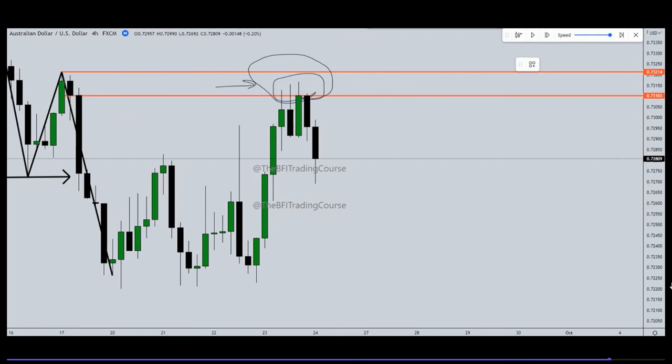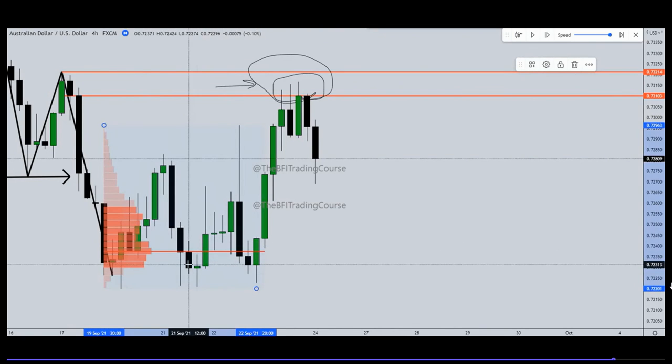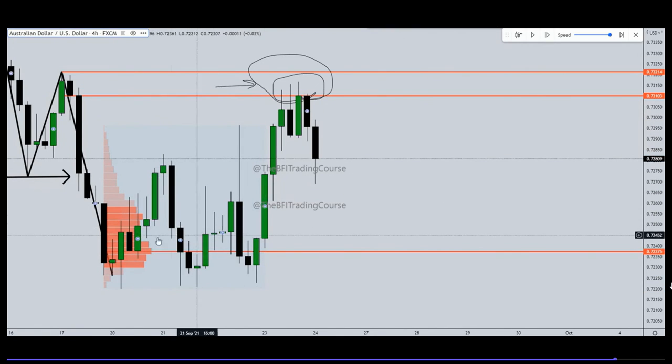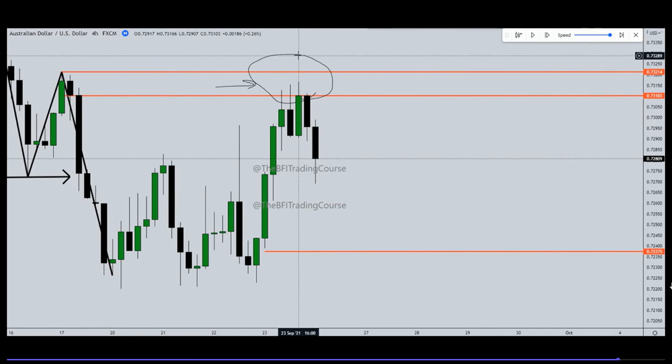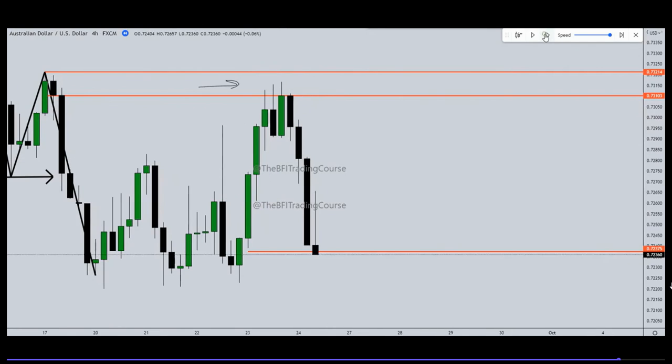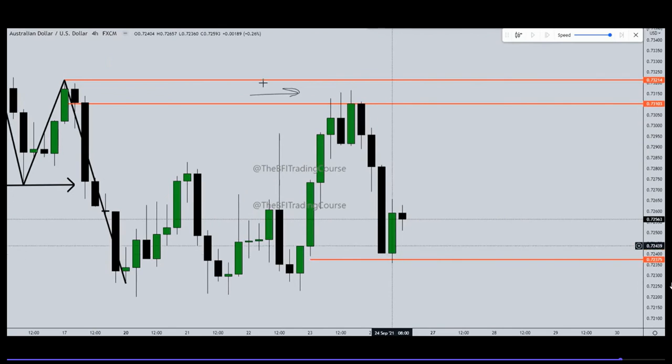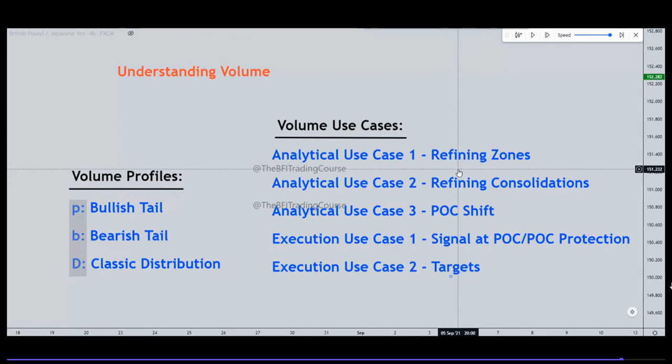Now, this was definitely an origin here and some sideways stacking. Let's put volume across this entire cluster. And here is our POC, our level of heaviest volume. And you can use that as a target if you are selling. So this is how we can use the POC for targets and may be a little bit more accurate. So you can use it to refine the zones.